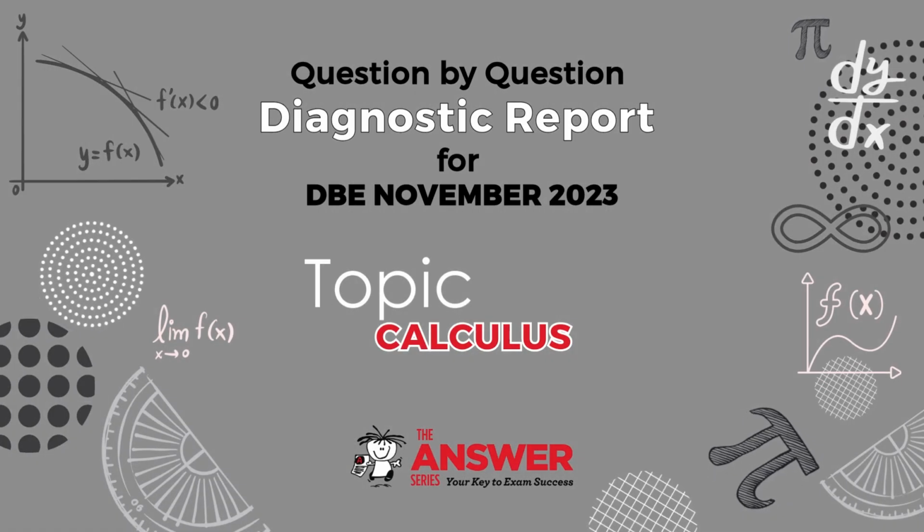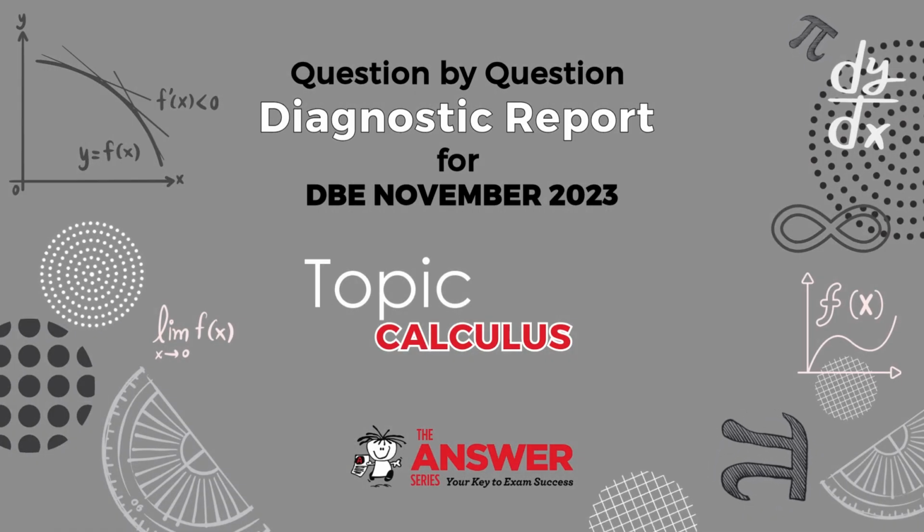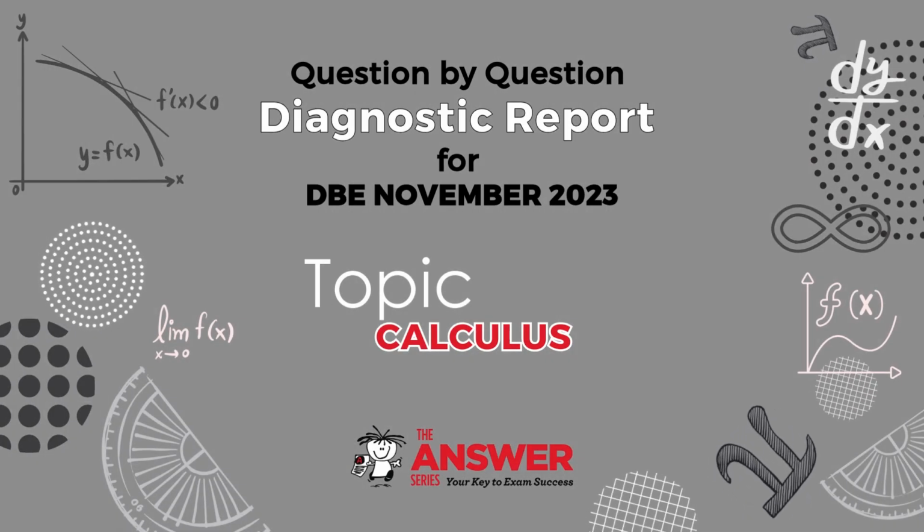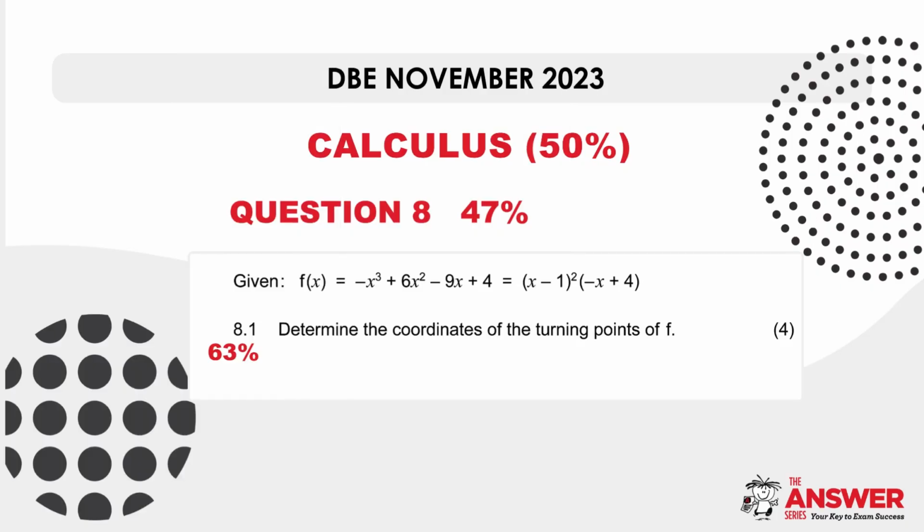This short video highlights common errors and misconceptions articulated in the calculus topic of the Diagnostic Report. The overall performance of the calculus section of the November 2023 matric exam had an average achievement of 50% countrywide. Question 8 is the second of 3 calculus questions in this exam, and it had an overall achievement of 47%.